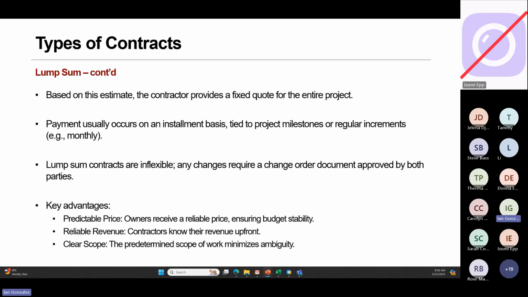But there are advantages to using lump sum. Predictability: the owners receive a reliable price, which works great for your budgeting cycle. Reliable revenue, because the contractors know exactly what the revenue will be before they even start work. And this is more of a requirement for lump sum: a clear scope. A predetermined scope of work minimizes ambiguity.